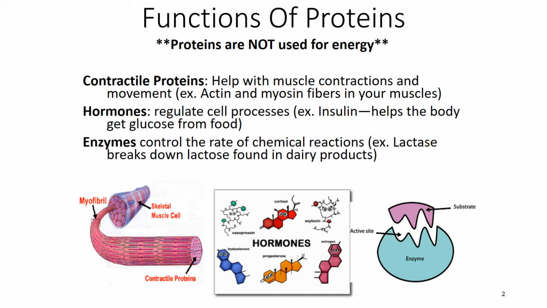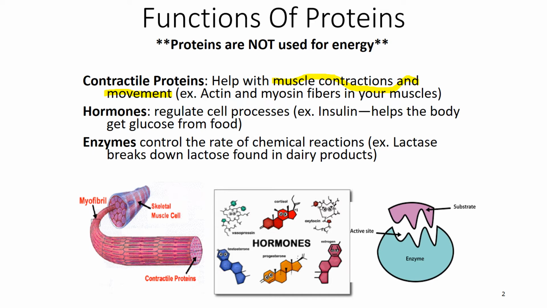So the first type that we're going to talk about are contractile proteins. These are your muscle contractions. So these deal with muscle, oh gosh, I'm terrible at highlighting. Muscle contractions and movements. So when you want to flex your bicep, that's your contractile proteins at work.